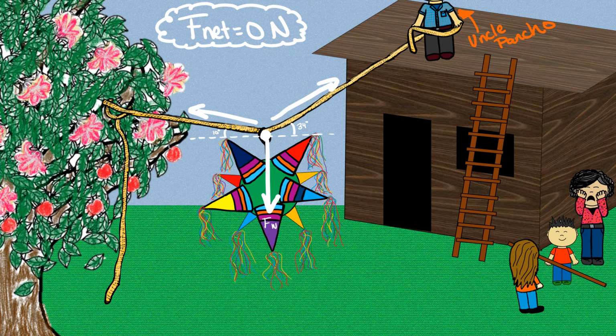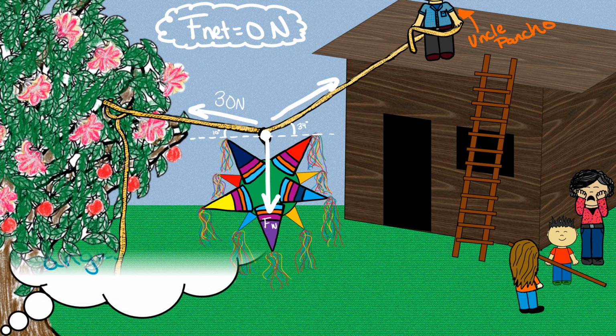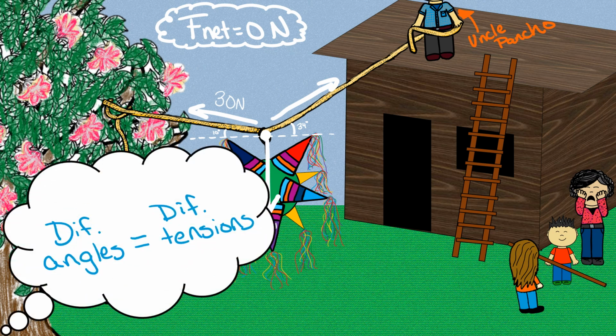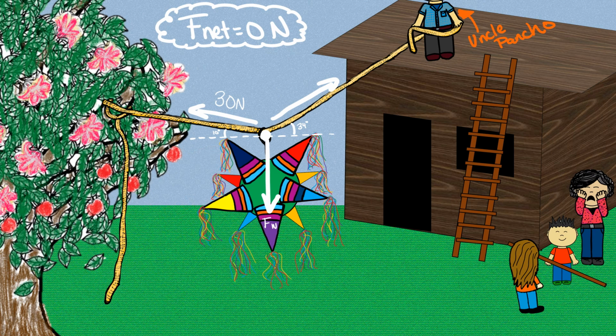Now, the question is, what would be the tension force of the rope your uncle is holding if the side of the rope that is tied to the tree had a tension force of 30 newtons? Would both tension forces be the same or different? Great job, Alex. The ropes are being held at different angles. Therefore, they would experience different tension forces.